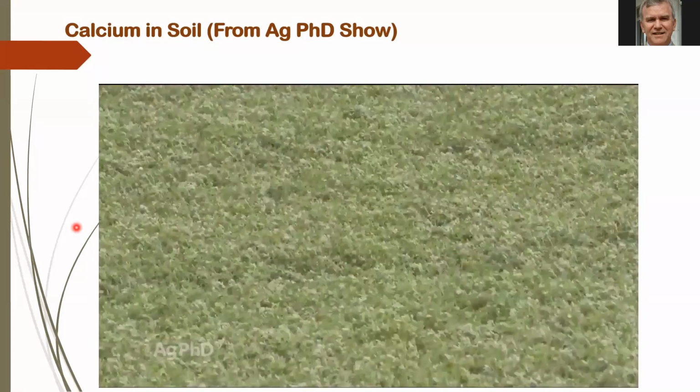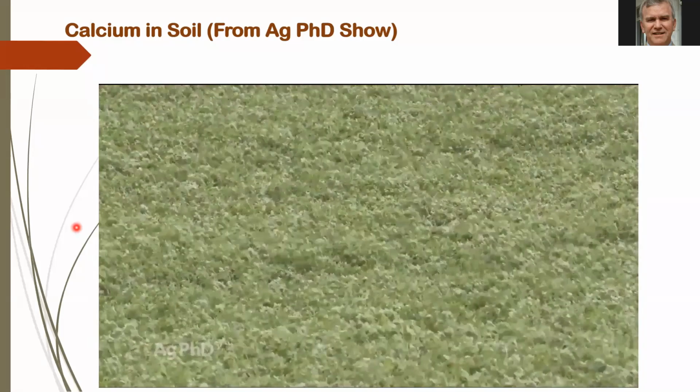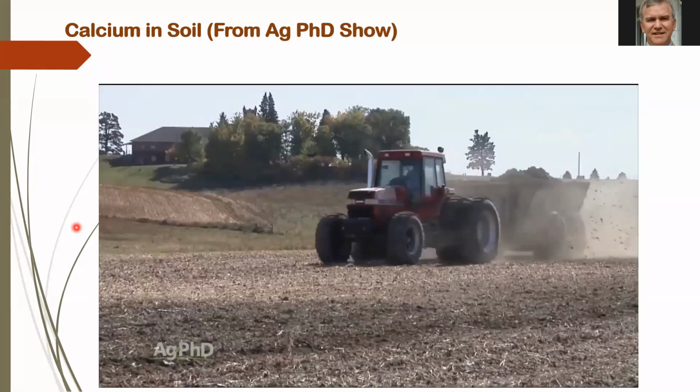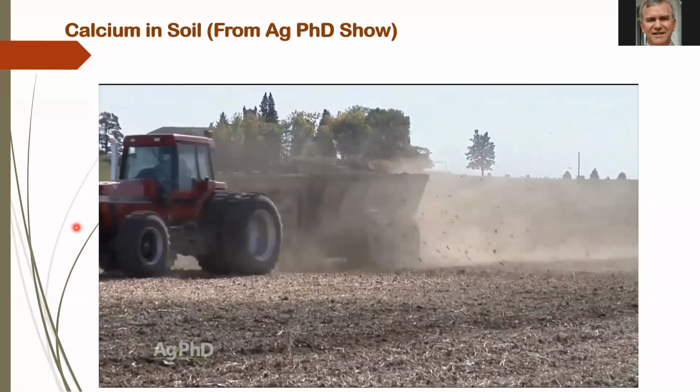Okay, if you're raising alfalfa, that prefers somewhere around a 7 pH. So you might want to vary this depending on your crop and your cropping rotation. But again, calcium is tremendously important when it comes to pH. One of the things that you want to look for on your soil test is your base saturation test.